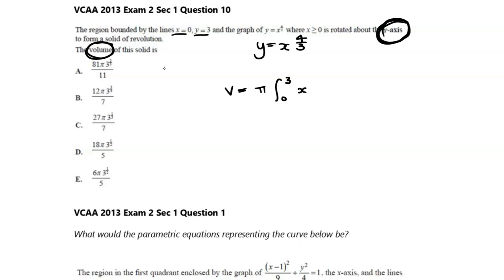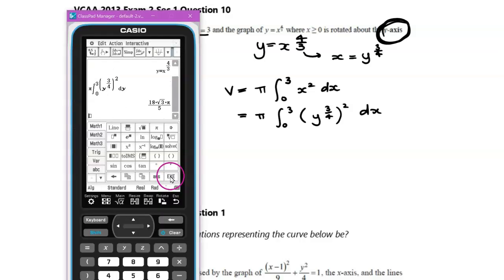And that's going to be x squared dx. So this is written in terms of y. In terms of x, we're going to cube everything and take it to the power of 1 over 4. So that means y is going to be x to the 3 over 4. So pi from 0 to 3 of x to the 3 over 4 squared dx. Now, we could do more, or we could just pop that into our calculator.